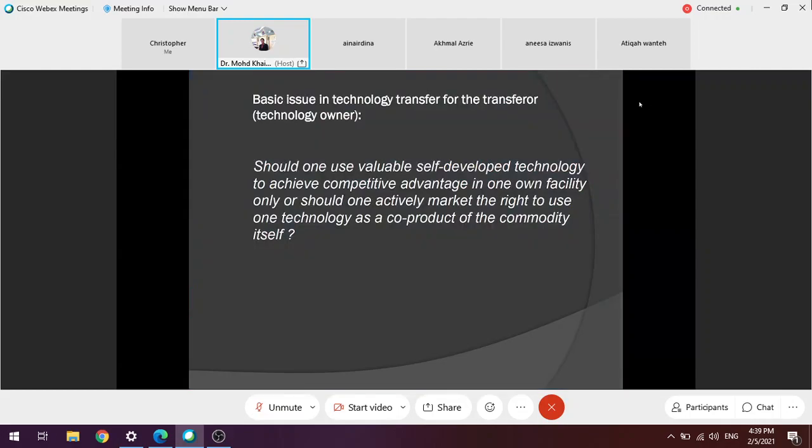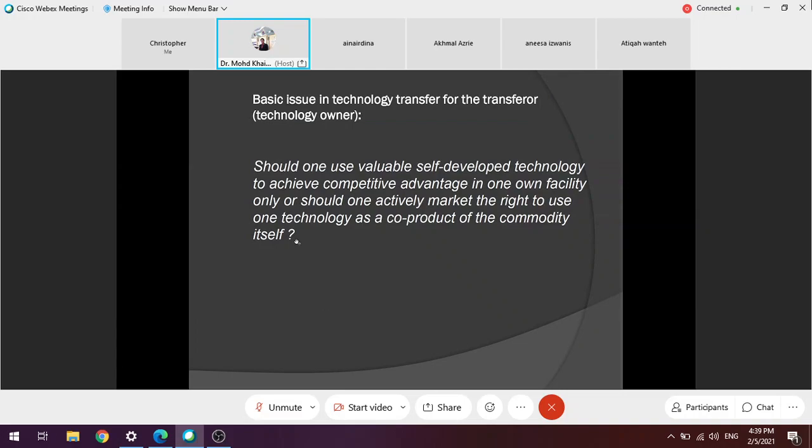Okay, so this is the dilemma, currently, of technology transfer. Should one use valuable self-developed technology to achieve competitive advantage in one's own facility only? Or should one actively market the right to use, for example, licensing, on a royalty basis and so on, the technology as a co-product of the commodity itself?